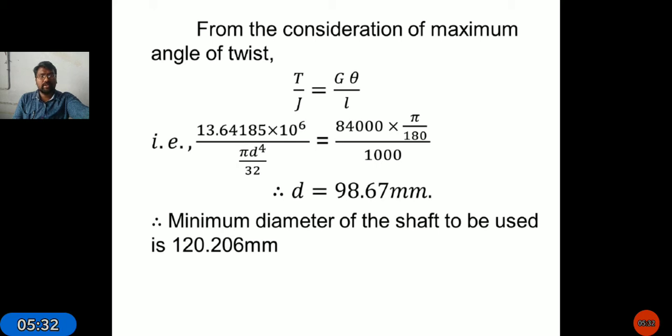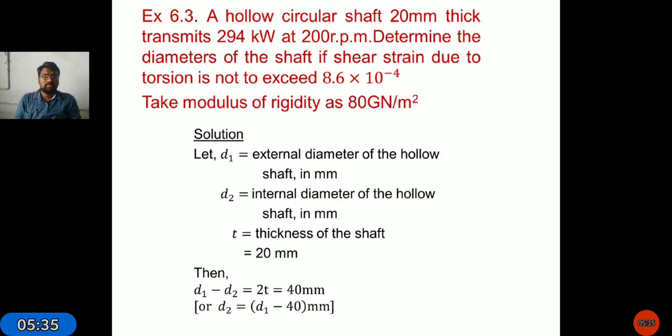Next, coming to the next problem. A hollow circular shaft of 20 mm thickness transmits 294 kilowatts at 200 rpm. Determine the diameter of the shaft if the shear strain due to the torsion is not to exceed 8.6 into 10 power minus 4. Take modulus of rigidity as 80 giganewton per meter square.